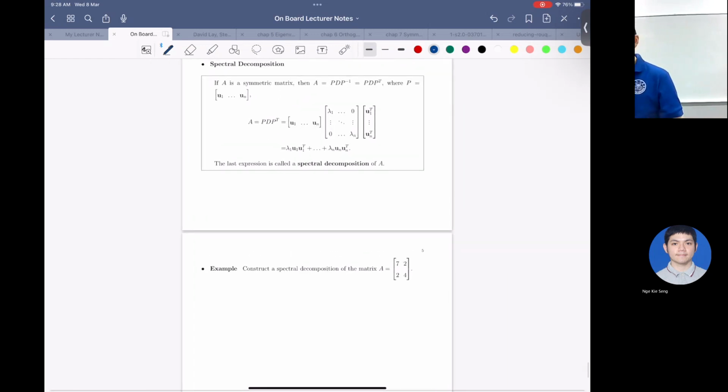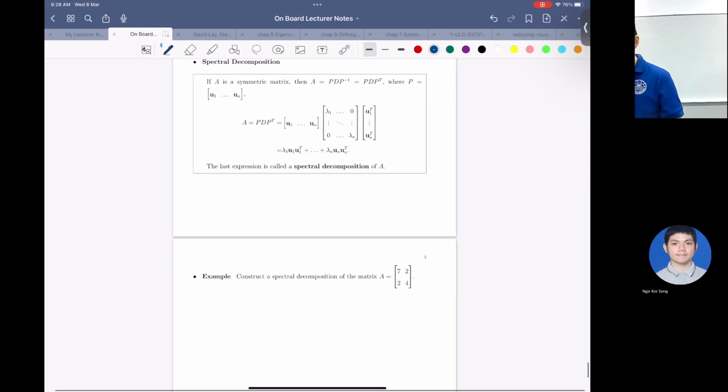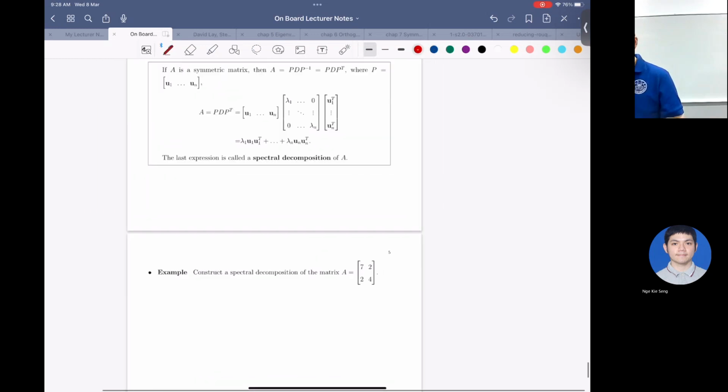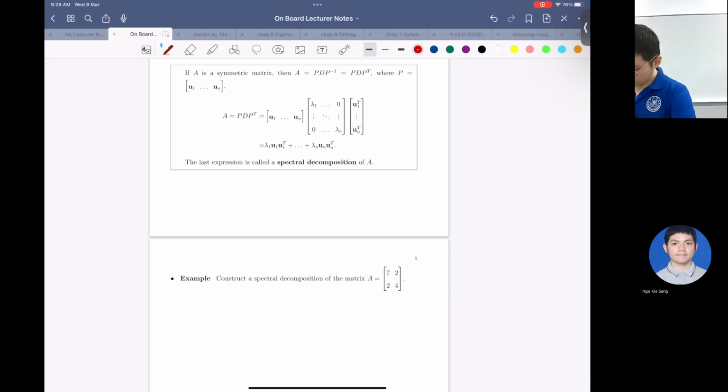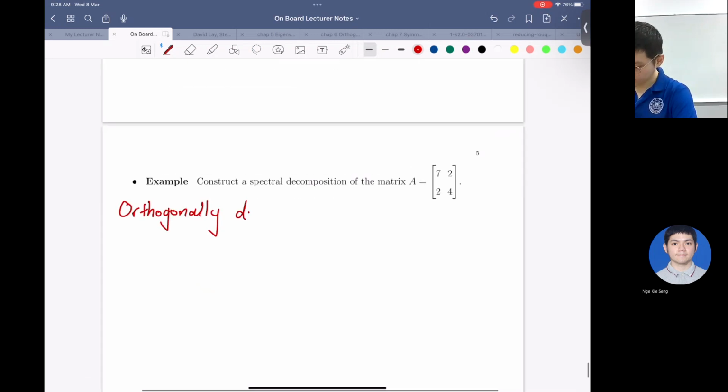So I do a little bit of cheating here, where I already found all the eigenvalues. If you want, you can check on the spot. Let me start with this color here. So first, if you want to do spectral decomposition, you will orthogonally diagonalize this matrix here.